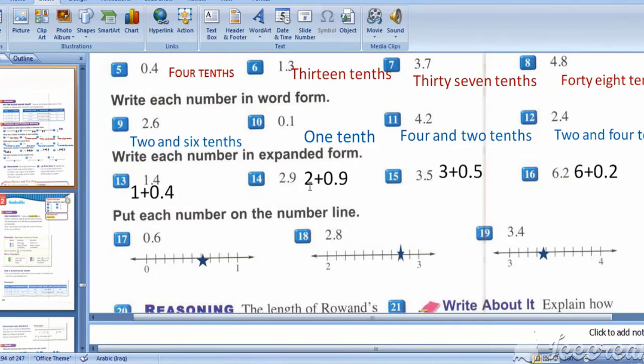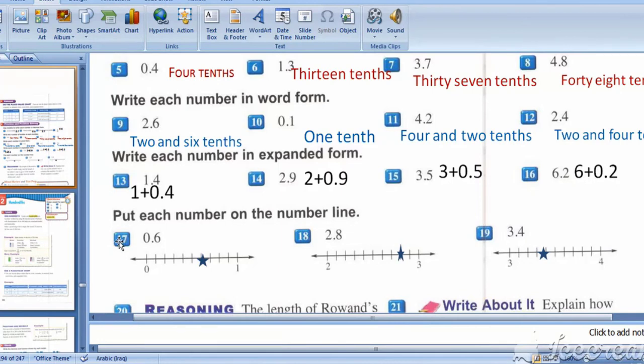2.9, so write 2 plus, and after the point you have just 1 digit, write 0.9, that means 9 tenths. And from there we have 3.5, write 3, just 3 because it's ones, so write plus 0.5. Look at that, we put just 1 zero because we have just 1 digit there. And look at this, we have 6, write 6 plus 0.2, that means 2 tenths.